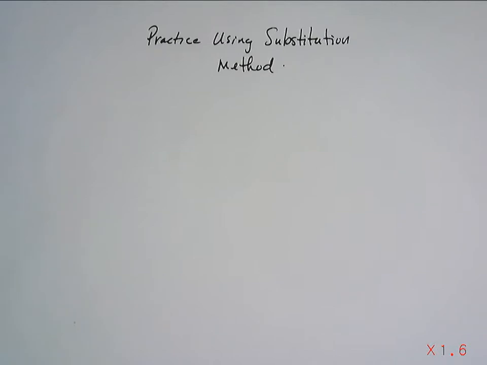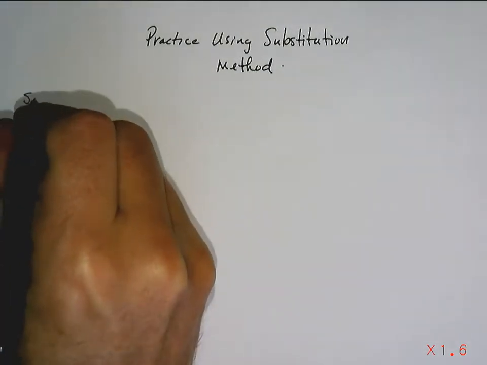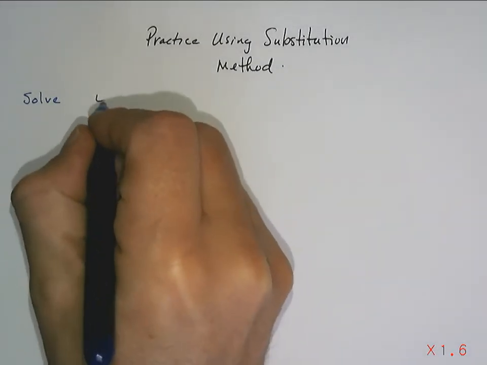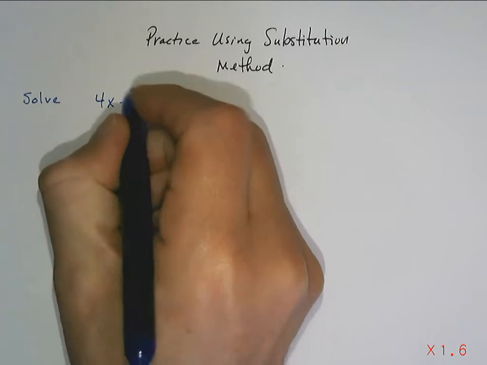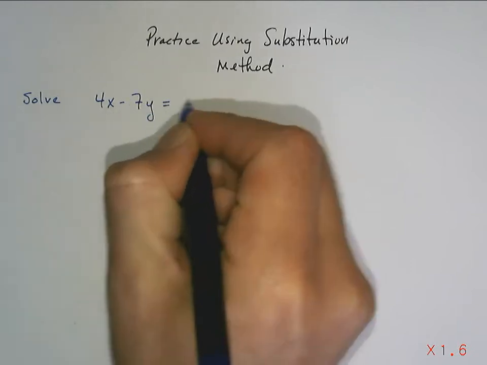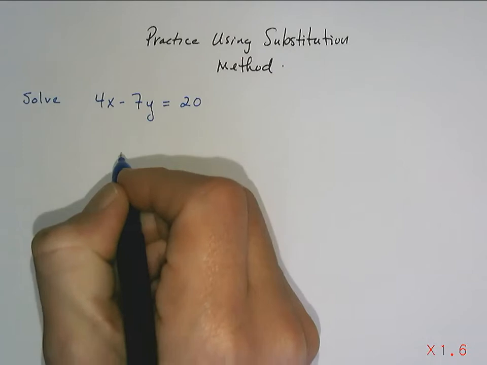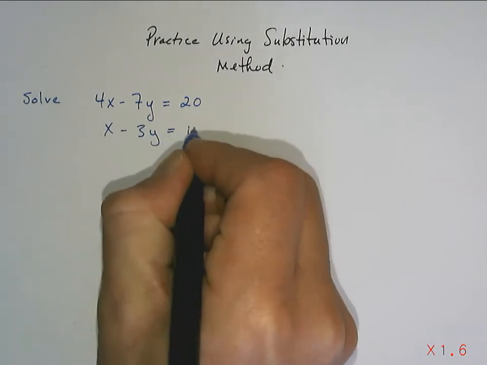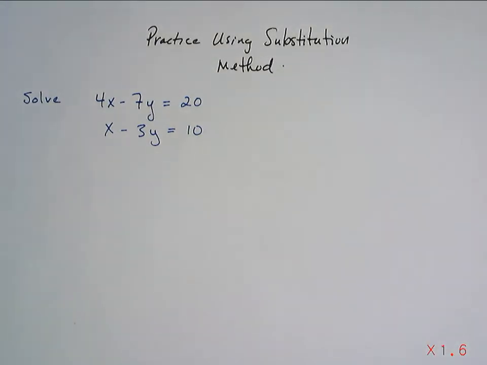So here's your first example that you can look at. Example 1, we're going to want to solve. The first one I'm going to give you is 4x minus 7y equals 20. And the second equation will be x minus 3y equals 10. And the only way to learn how to do these is to do them. So what I'm going to suggest is stop the video now and do this question. And then take the video and start it again and see how you did for each step.